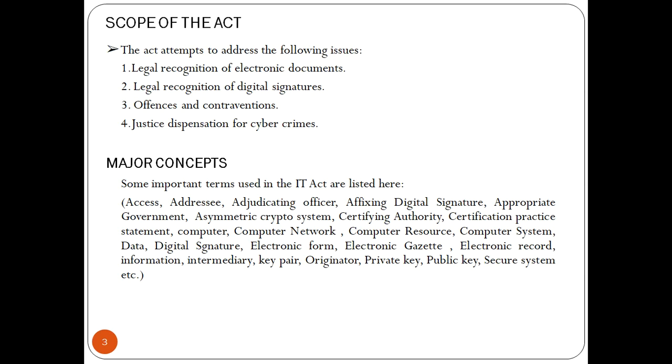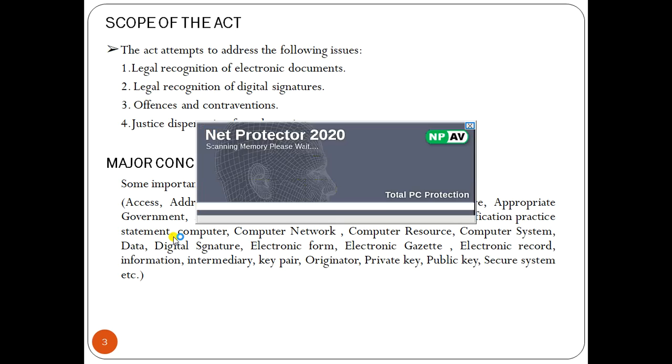Now, data implies here a representation of information, knowledge, facts, concepts, or instructions which is being prepared or has been prepared in a formalized manner and is intended to be processed, is being processed, or has been processed in a computer system or computer network, and may be in any form, including computer printouts, optical storage media, punched cards, punched tapes, or stored internally in the memory of a computer machine. Next, digital signature.